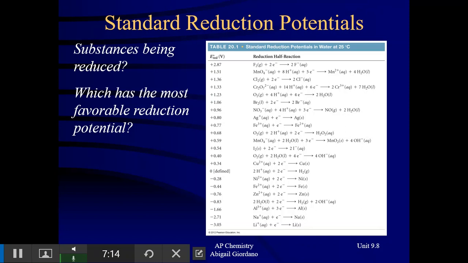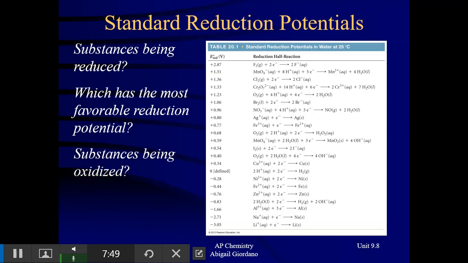Let me say that again. That's important. The more positive the potential is, the more favorable that process is. So when the question asks which substance has the most favorable reduction potential, if you look at this chart, which one has the most positive potential? That would be fluorine. Fluorine gas in this particular chart is the most readily reduced substance.